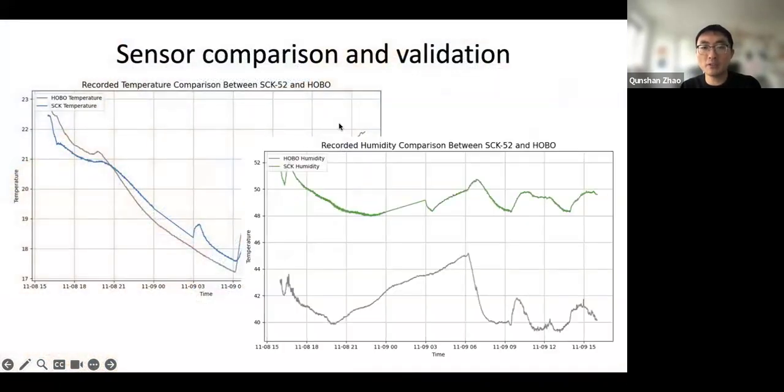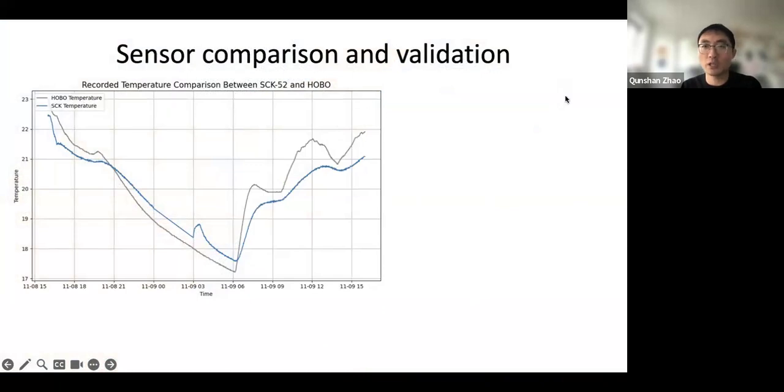We have done some kind of calibration. I will not say calibration, but more like comparison and validation. So we bought another sensor called the HOBO device, which is quite widely used in the climatology domain.